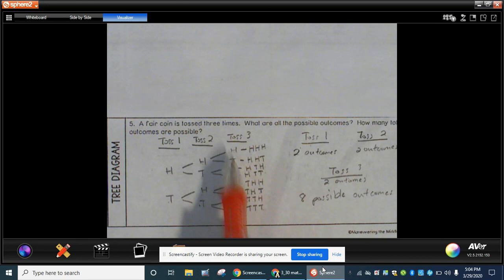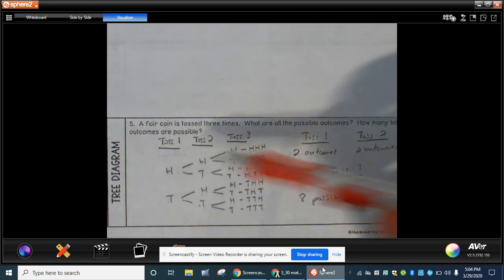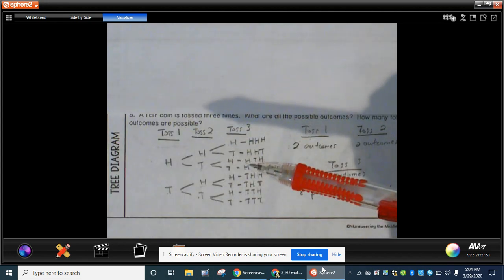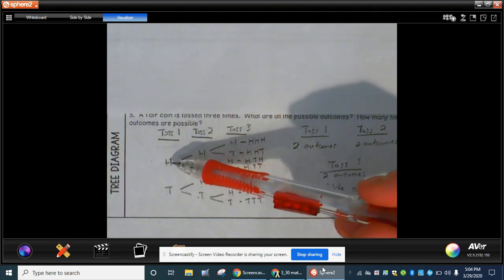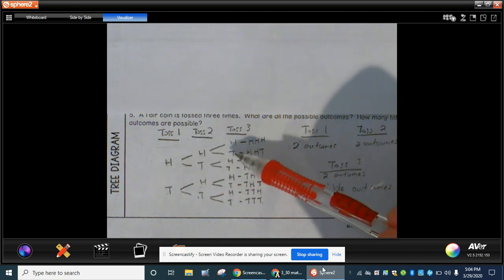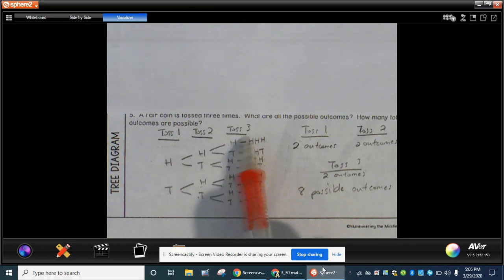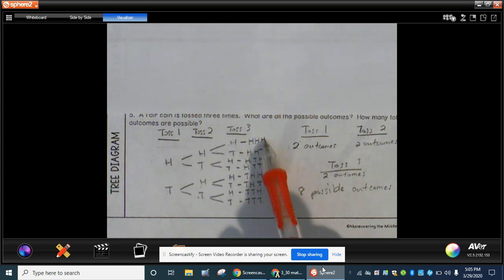This will be a tree diagram here. Again, I am branching off each possible outcome. Each toss can either be heads or tails. My first toss can branch off here, and each toss after that is going to branch off even further, all the way down. So there are 8 possible outcomes. Here's your list of possible outcomes.